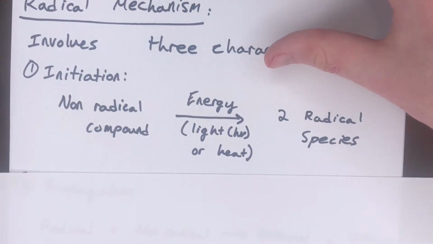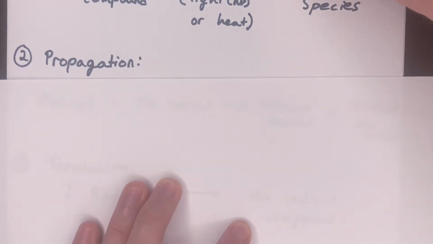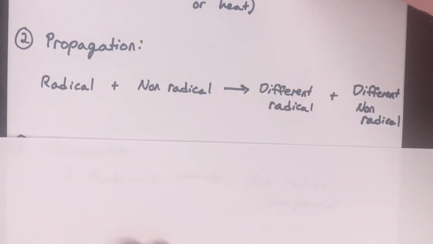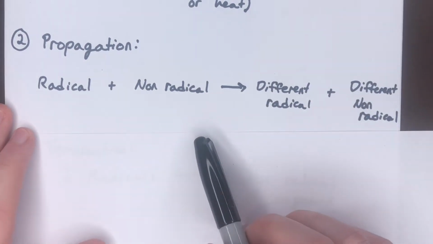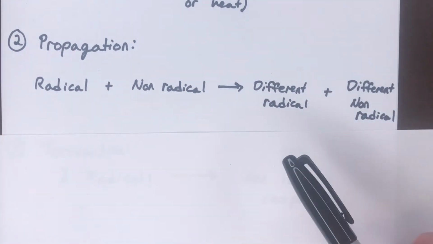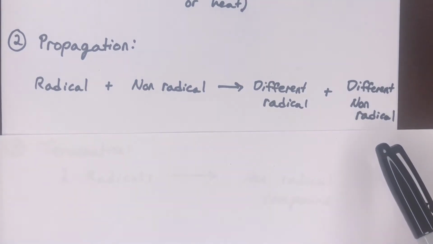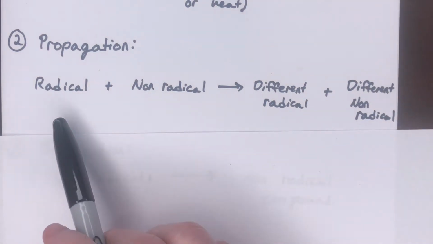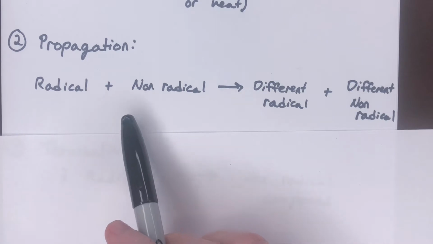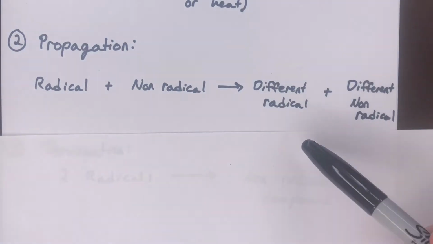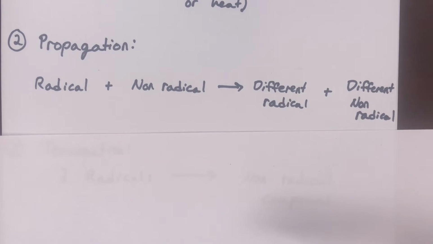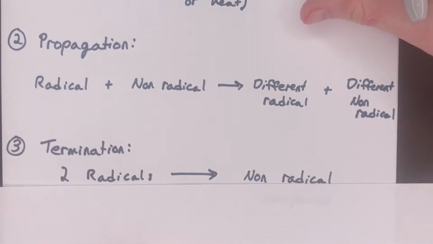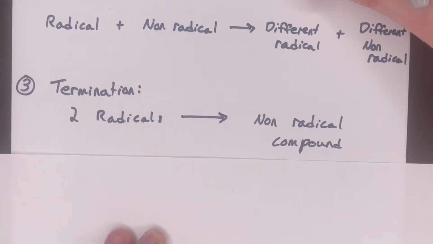The next characteristic step is the propagation step. The propagation step involves a radical and a non-radical compound, and you make a different radical and a different non-radical. The propagation step is usually where the product is formed, because the radical adding to the non-radical ends up making the product that you want, the different non-radical species.